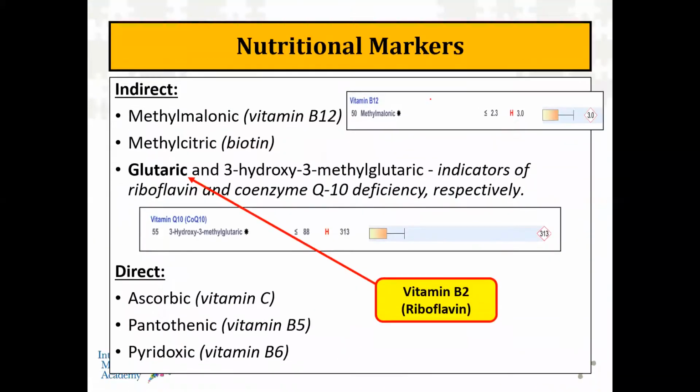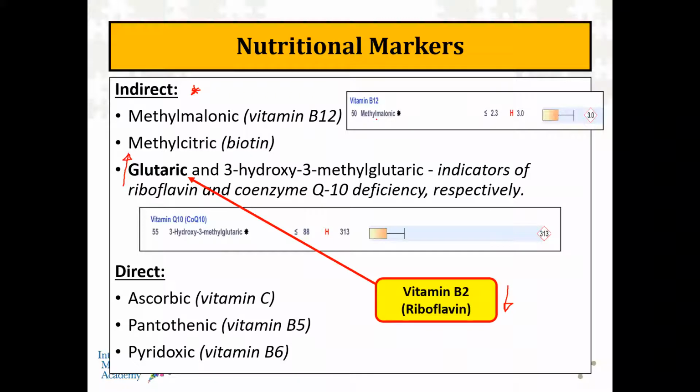So let's come back and talk about one aspect of the organic acid test under the nutritional marker section, a marker called glutaric. Now notice glutaric falls in the category of an indirect marker, which means it has an asterisk next to it, which means if glutaric is high, we have a deficiency of riboflavin.